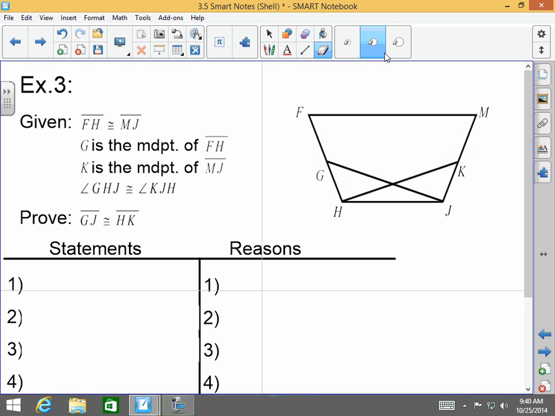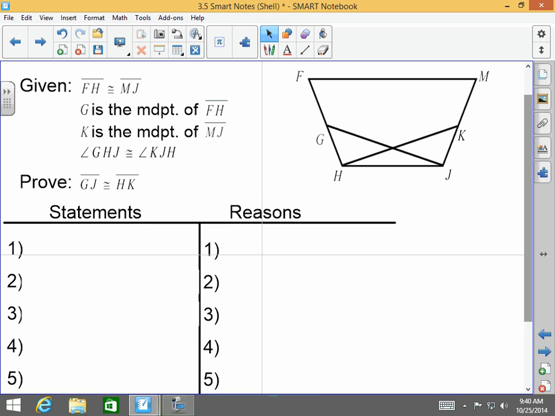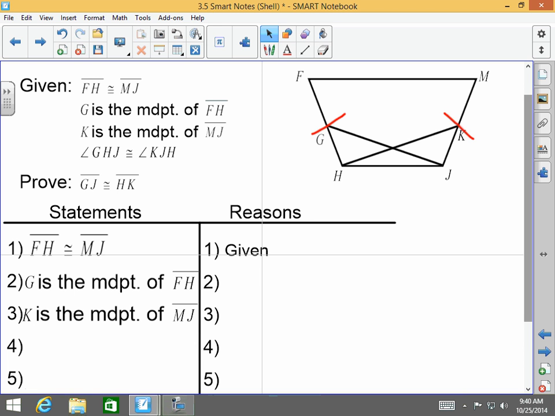Okay, in this particular case, though, we're going to use both figures. And let me show you how. First of all, FH is congruent to MJ. So I'm going to go ahead and label that FH is congruent to MJ. And I'm going to label that as my first statement, and my reason is given. Then, G is the midpoint of FH, and K is the midpoint of MJ. Okay, I can go ahead and put both of those statements, and the reason for those are given as well.